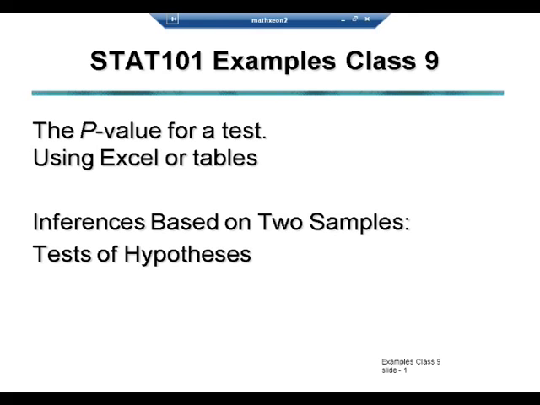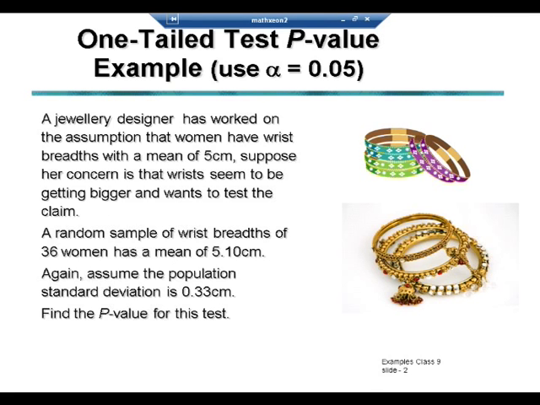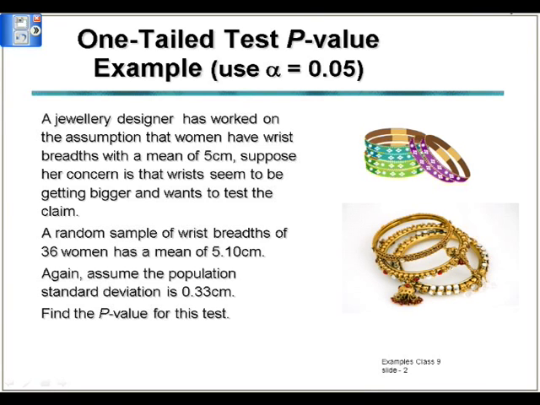And of course, this week we're considering an introduction to inferences based on two samples and tests of hypotheses for those two populations. Now let's have a look first at this first example, which follows on from lecture 17 example, the jewelry designer who has a concern about the bracelets that she's making, and whether there is a difference. In this case, her concern this time is that the wrists seem to be getting bigger.